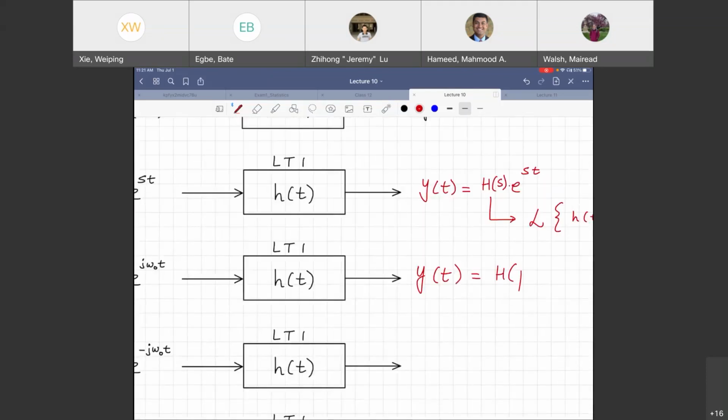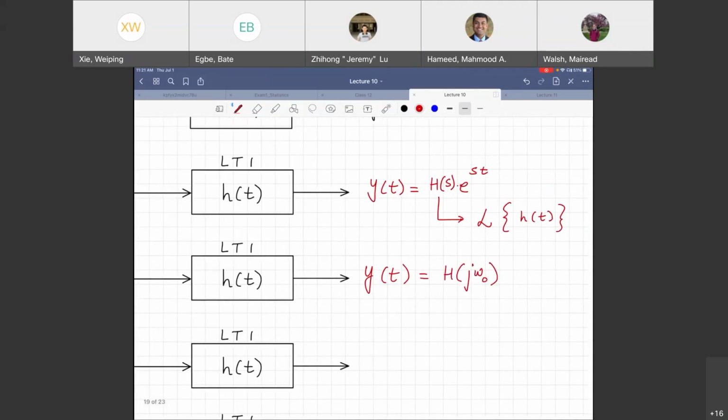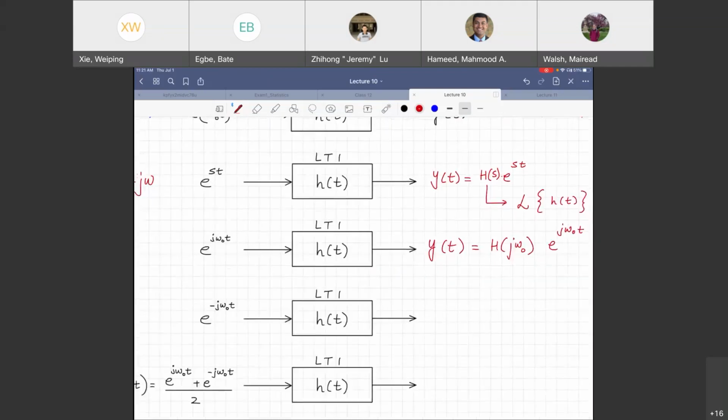H of j omega naught, right? Multiplied by? Excellent. What are we doing here? We are evaluating the Laplace transform of the function. We are plugging in s as j omega naught. We got H of j omega naught multiplied with e to the j omega naught t. That's the function itself. That's your output. Next, let's do it for the next one.